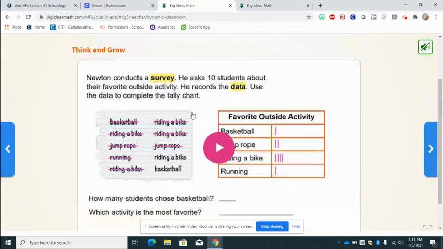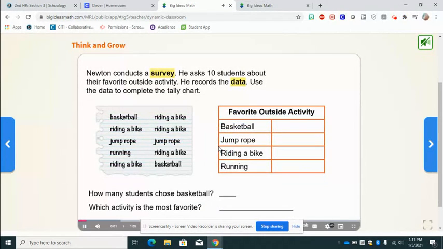Okay, so we're going to use the chart to help us answer the question. Newton conducts a survey. He asks 10 students about their favorite outside activity. He records that data. Use the data to complete the tally chart. So over here you can see the data: basketball, riding a bike, jump rope, running, riding a bike.